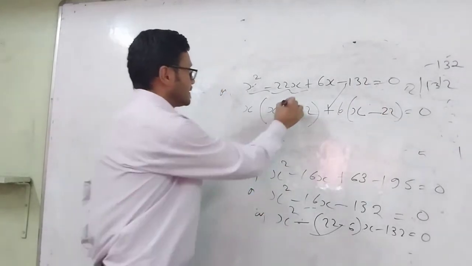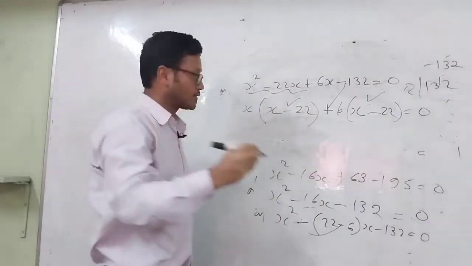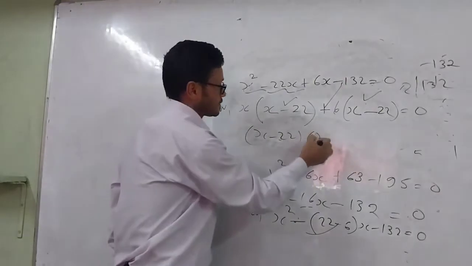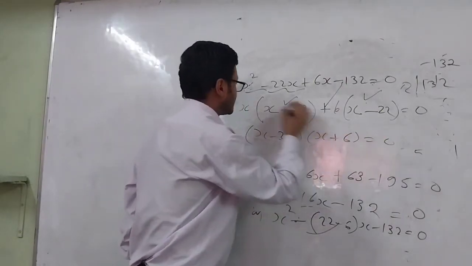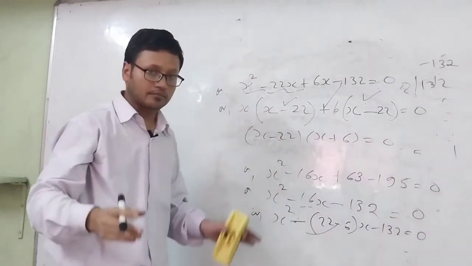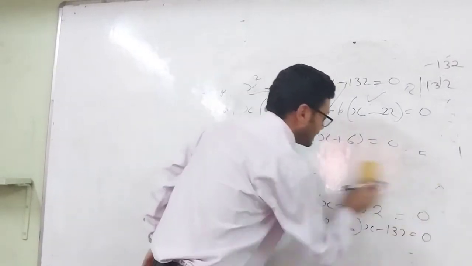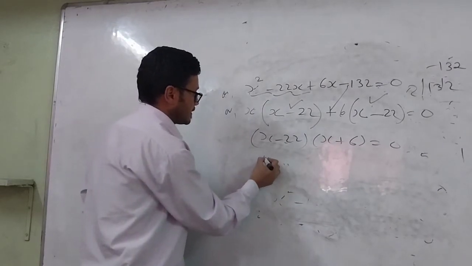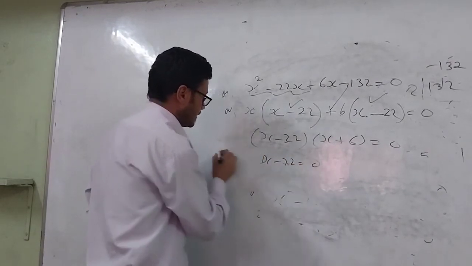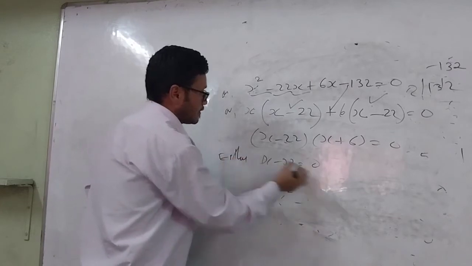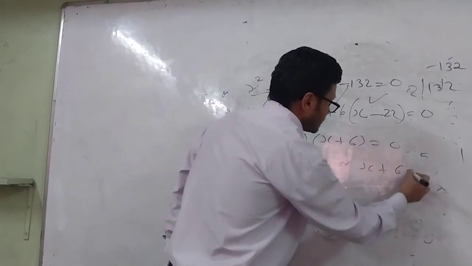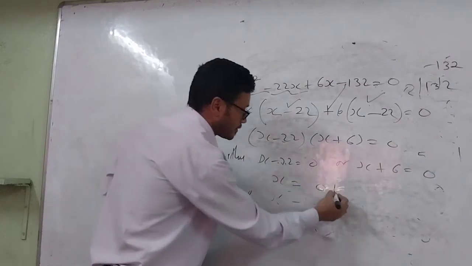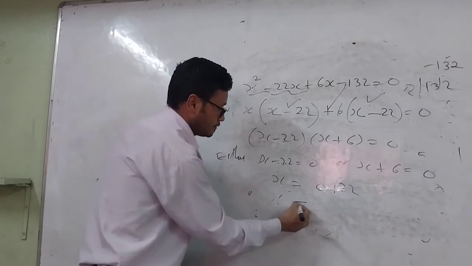Now after this, x minus 22 (the 2 times), write only x minus 22, then x plus 6 remaining. This x plus 6 write all together by grouping. Then after this, first of all, x minus 22 equals 0, or x plus 6 equals 0. Then x equals 0, minus 22 becomes plus 22. Now x equals 22.